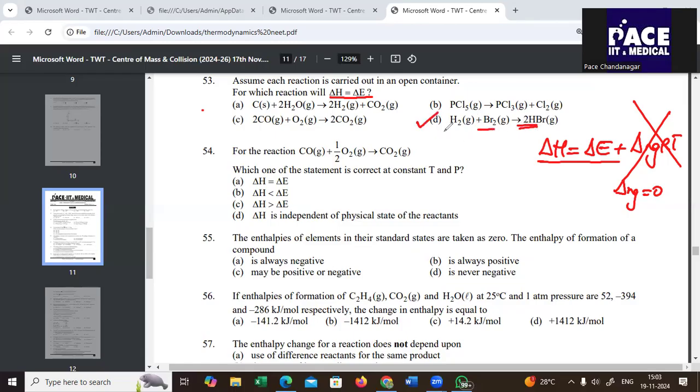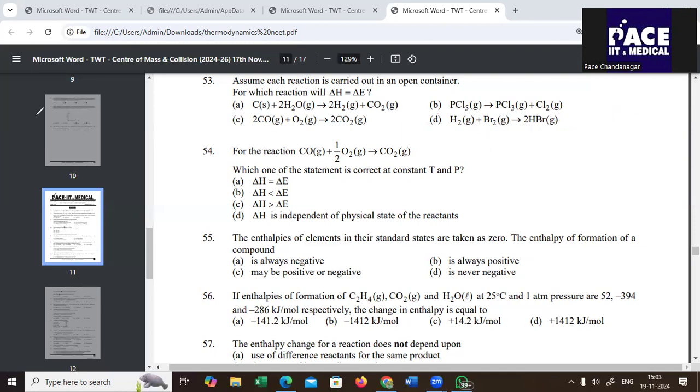2 on the right, and 1 plus 1, which is 2, on the left. Yes, so delta NG has to be 0 for this equation to be right. I hope you get that well. Yes, move on with the next question, 54.